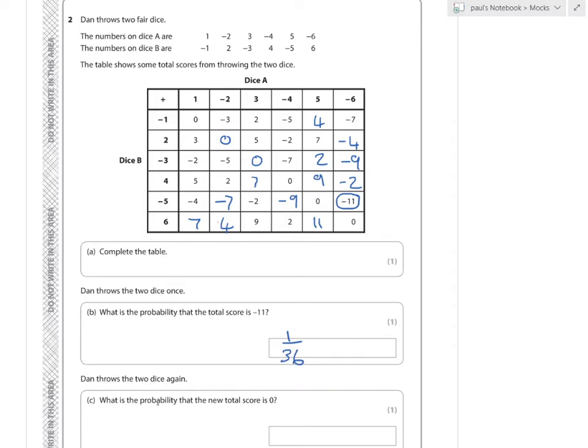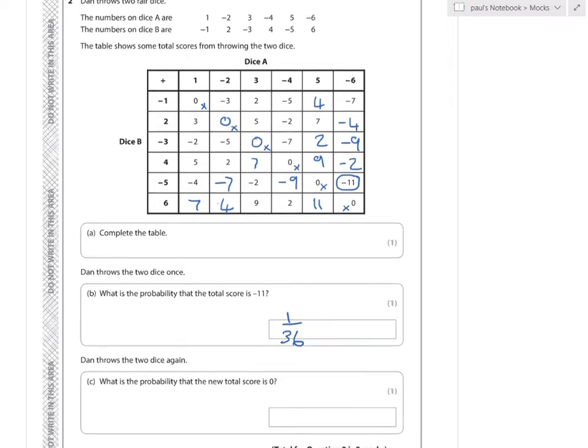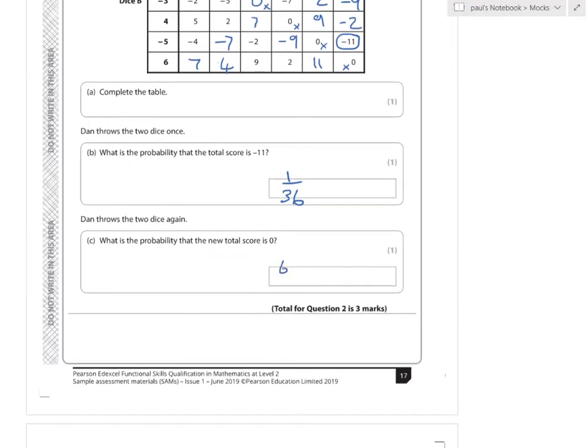Right, Dan throws 2 dice again. What's the probability that the new score is 0? Well, we've got 1, 2, 3, 4, 5, 6. 6 chances. So 6 out of 36. Are we going to simplify to 1 over 6? Don't know whether we need to.